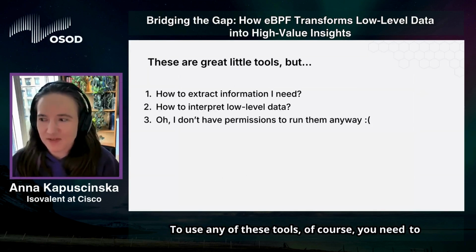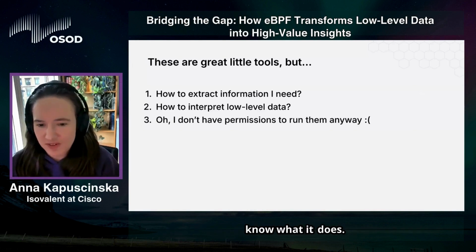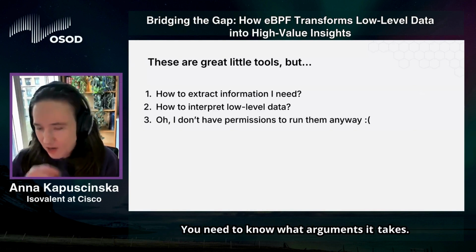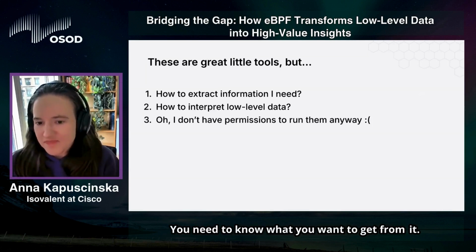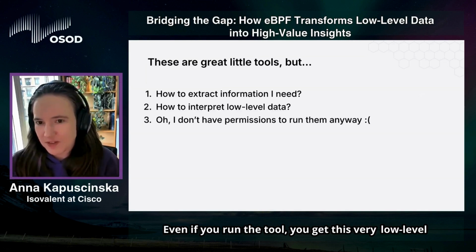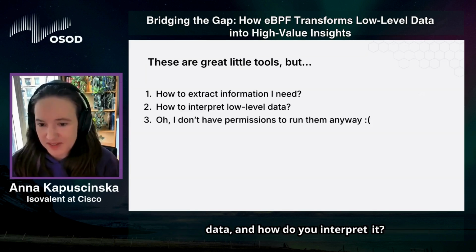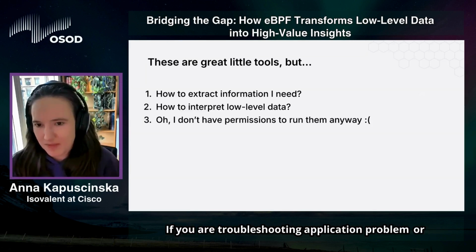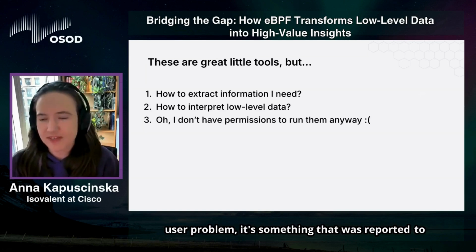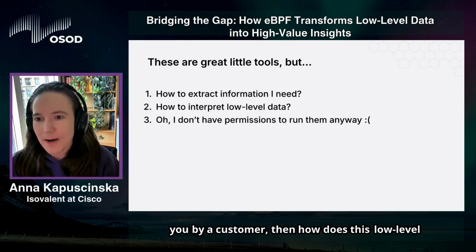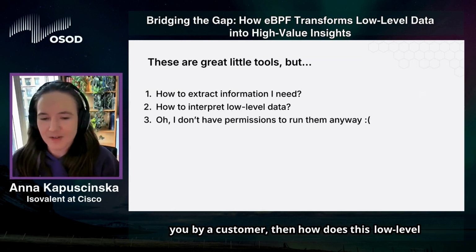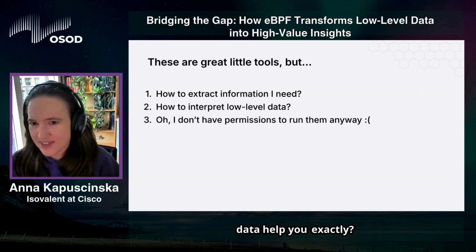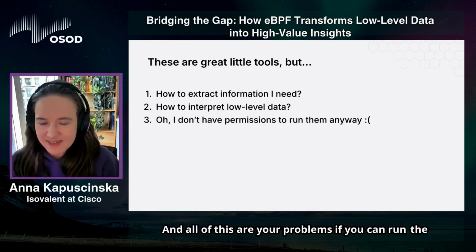To use any of these tools, of course, you need to know what it does. You need to know what arguments it takes. You need to know what you want to get from it. Even if you run the tool, you get this very low-level data, and how do you interpret it? If you are troubleshooting an application problem or user problem, something that was reported to you by a customer, then how does this low-level data help you exactly?